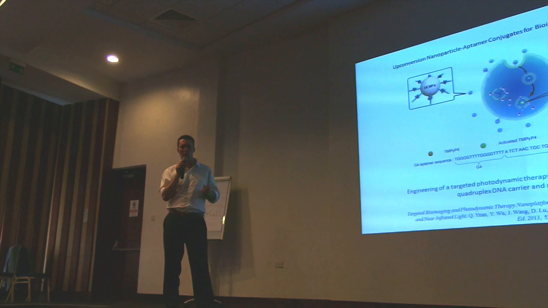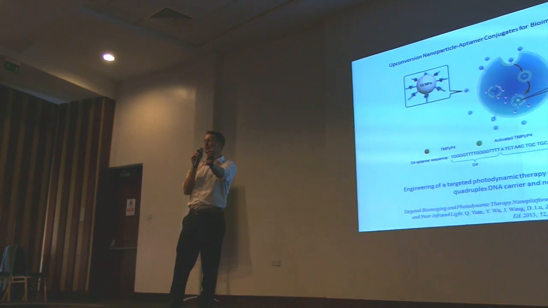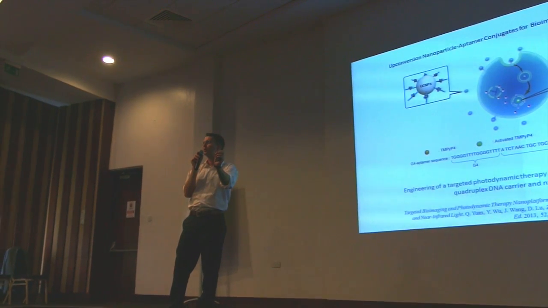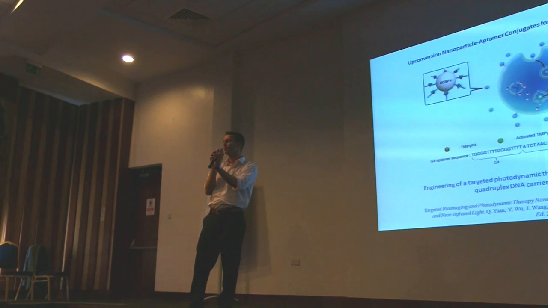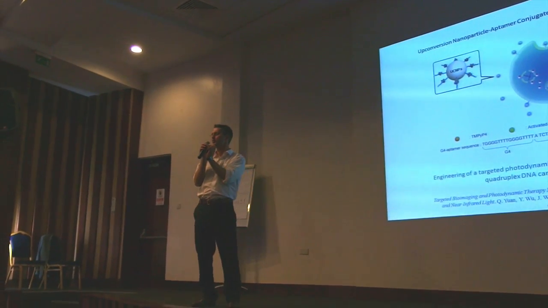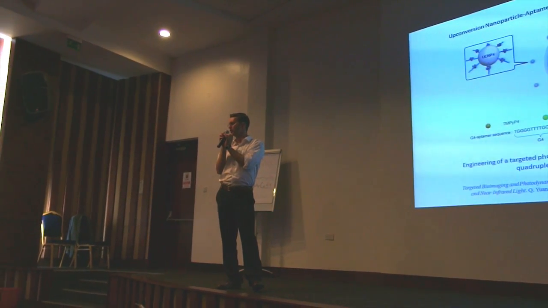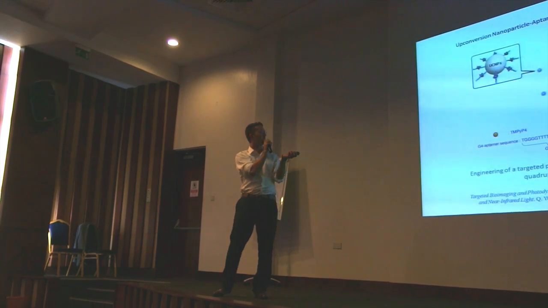So we thought, well, what if we take an upconversion nanoparticle that can be excited in the IR region but also gives off visible light, and have this close enough to one of these photosensitizers? What will happen? Will you be able to get it close enough that it's able to give off singlet oxygen? And that's what we did in this setup.